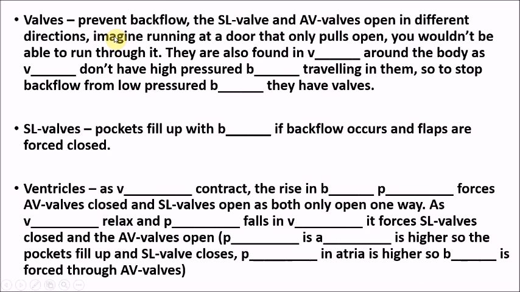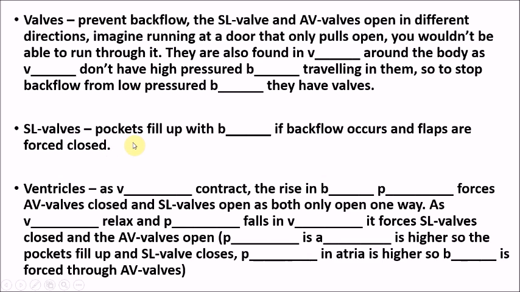Okay, so we've already talked about valves, and the main thing is that they prevent backflow, but there's a couple of structural differences in that the semilunar valves have flaps, whereas the AV valves have tendons to keep them in place. There are also valves found around the body in veins, because veins don't have high pressured blood traveling in them. Arteries do. Arteries don't need valves, but veins do.